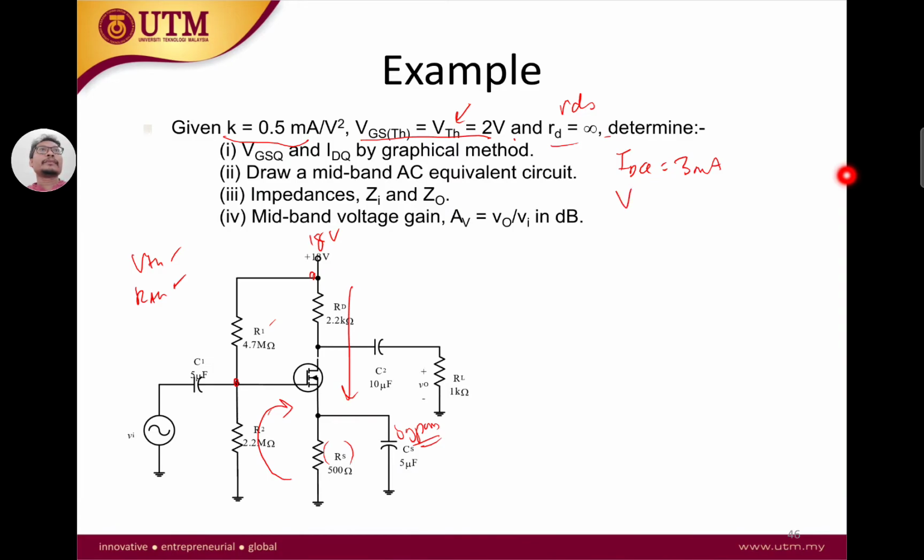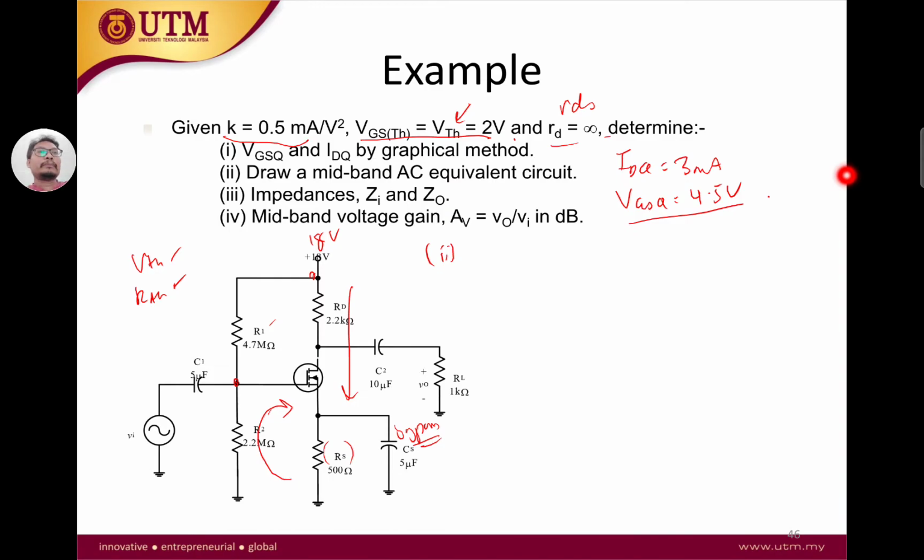and Vgsq equals 4.5 volts. Okay, so IDQ we have, Vgsq we have, and now let's do number 2.